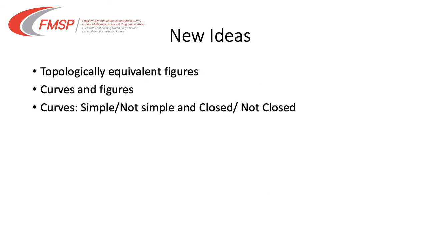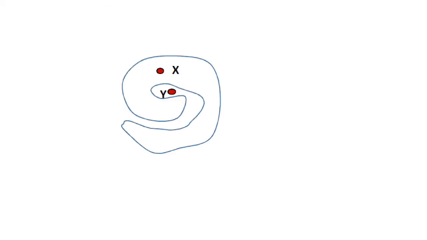Let's just summarize what we've done so far. So we've got new ideas. We know when figures can be called topologically equivalent. We know the distinction between a curve and a figure. And we know that some different curves can happen: simple, not simple, and closed, not closed. Interesting things in mathematics happen when we are able to connect several ideas. So let us see if we can see how these ideas we've learned so far can be connected.